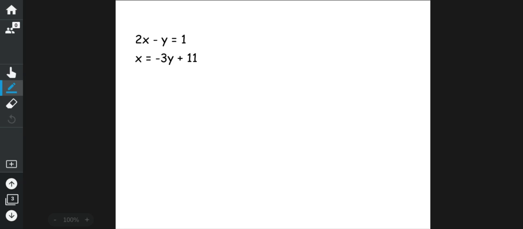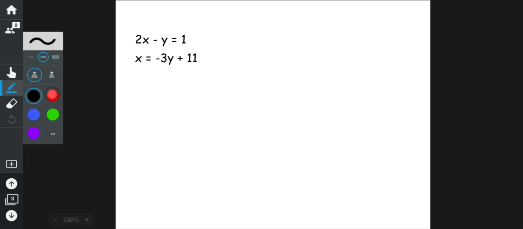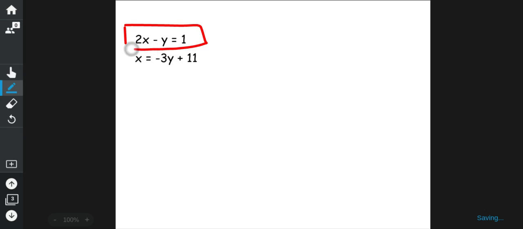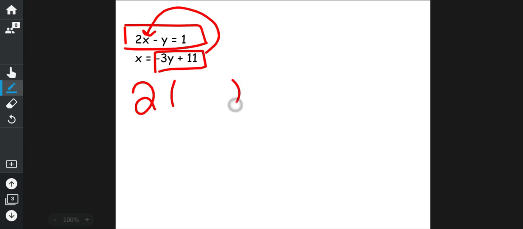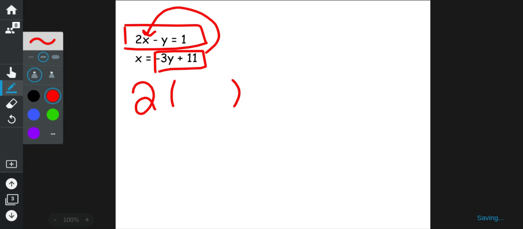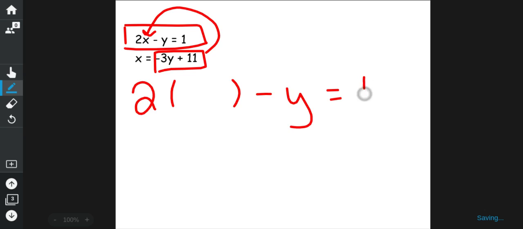2x minus y equals 1. X is equal to -3y plus 11. So I'm going to rewrite this top equation, but instead of writing x, I'm going to put in -3y plus 11. So I'm going to write my 2. I'm going to leave some parentheses for what x is equal to. And then it's minus y equals 1. Okay, so I'm going to rewrite x as -3y plus 11.